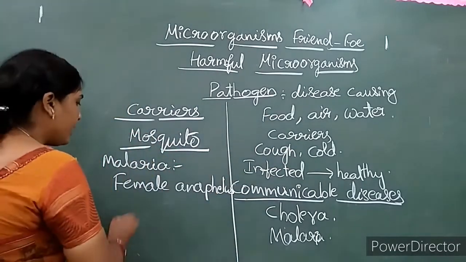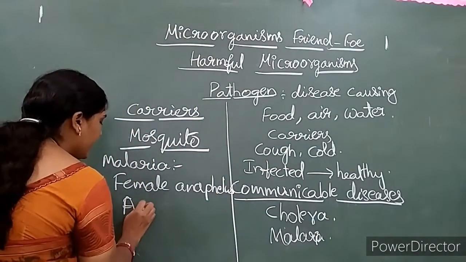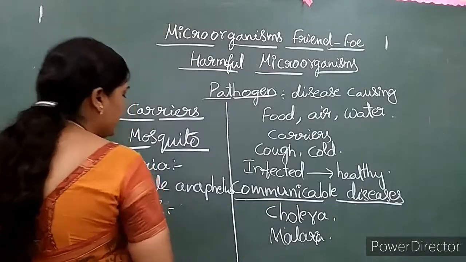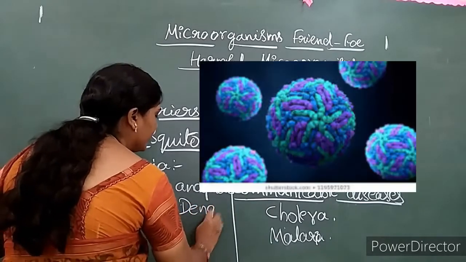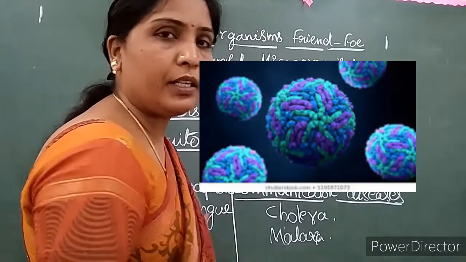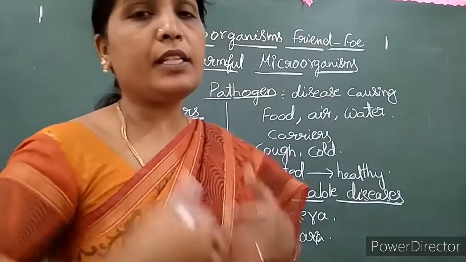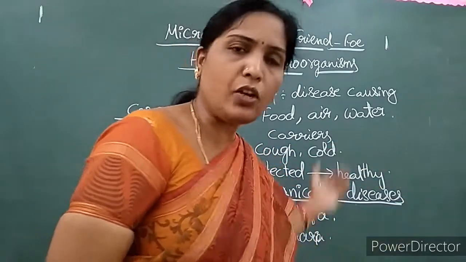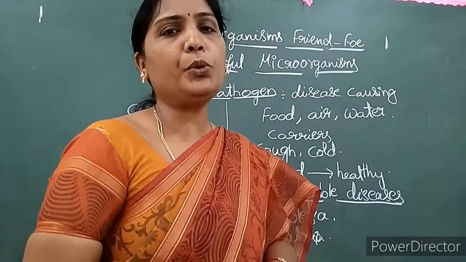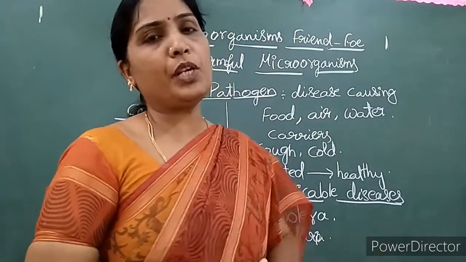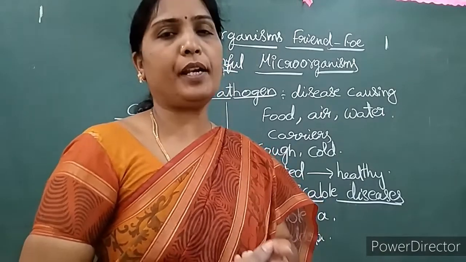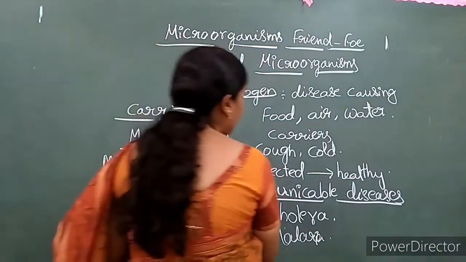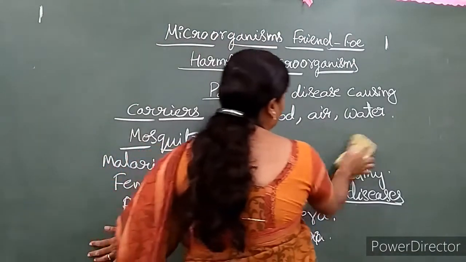And then if you take the female Aedes mosquito, it causes dengue fever. The Aedes mosquito also spreads in the same way, from an infected person to another person. Dengue fever and malaria fever are all caused by carriers. Then what to do? How can we prevent these communicable diseases? How to stop the spread of communicable diseases? What we can do to stop the spread of communicable diseases, we'll see now.